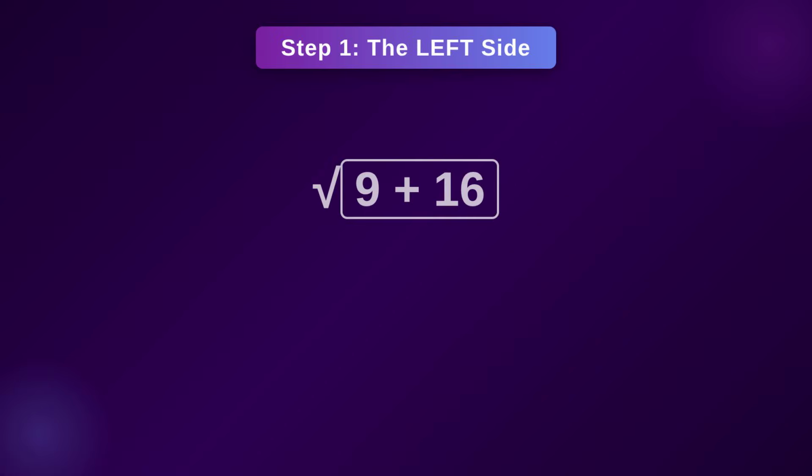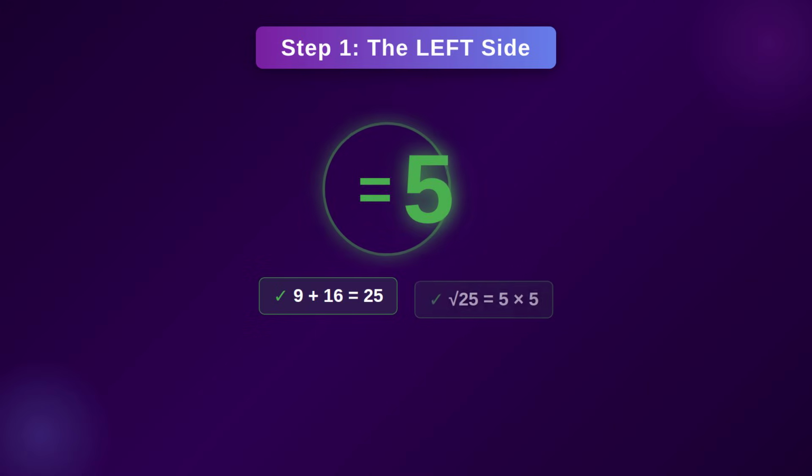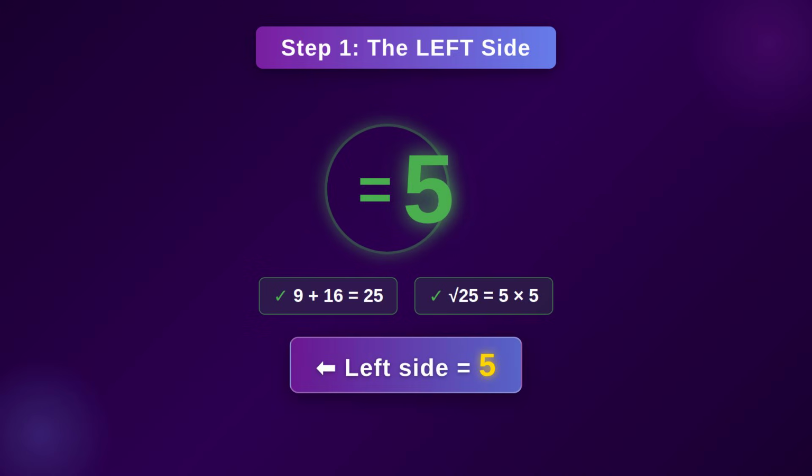Let's check the left side of Maya's equation first. We have the square root of 9 plus 16. First, we add inside the square root. 9 plus 16 equals 25. So we get the square root of 25. And what's the square root of 25? It's 5, because 5 times 5 is 25. So the entire left side equals 5. Remember that number. 5 is our answer for the left side.